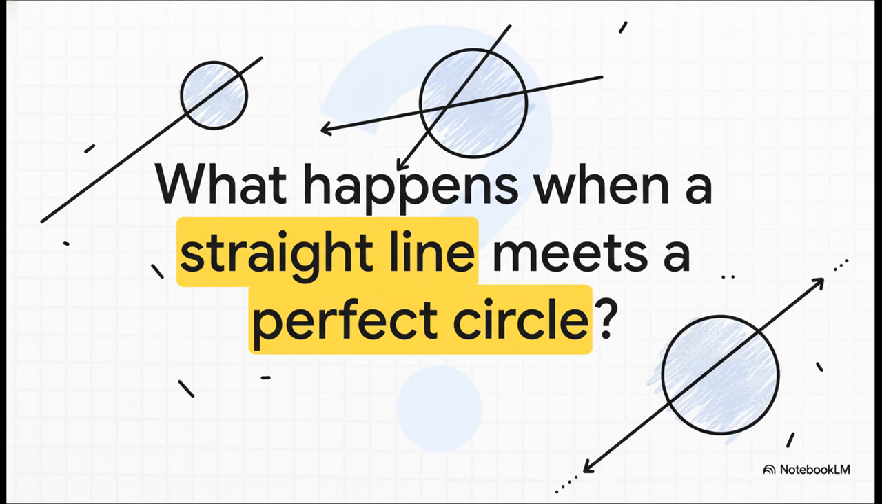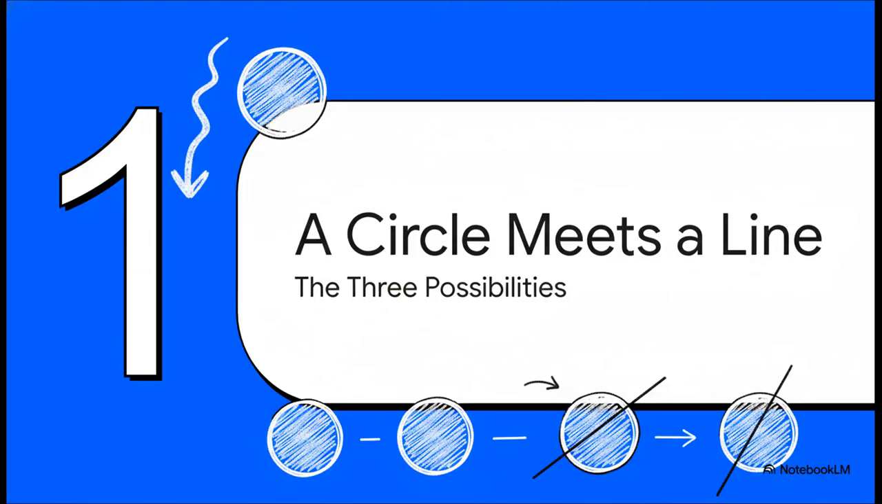What happens when a straight line meets a perfect circle? It sounds basic, I know, but there are really only 3 ways this whole encounter can play out. All right, section 1, a circle meets a line. Let's explore those 3 possibilities.